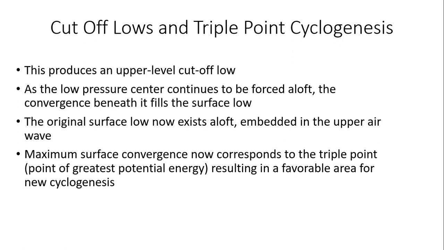Overall, this effect will produce an upper level cutoff low, as I previously mentioned, and as the low pressure center continues to be forced aloft, the convergence beneath it fills the surface low, and the original surface low now exists aloft, embedded in the upper air wave, and that's what I was mentioning. If this is the surface, you may not see that reflection of a surface low anymore as it fills. You may only see a closed height contour and upper level closed low remaining.